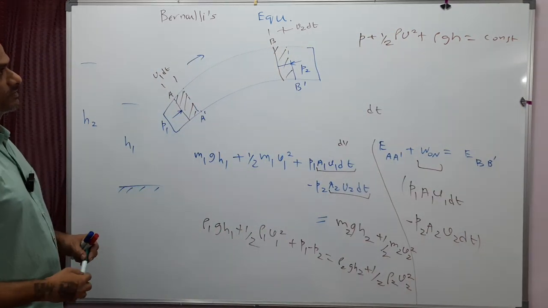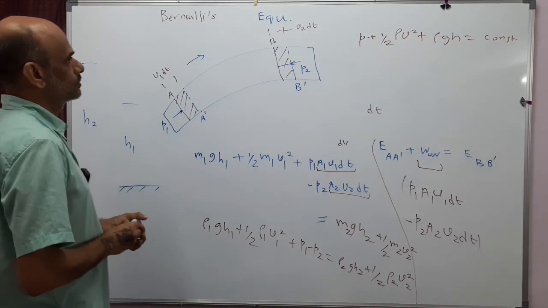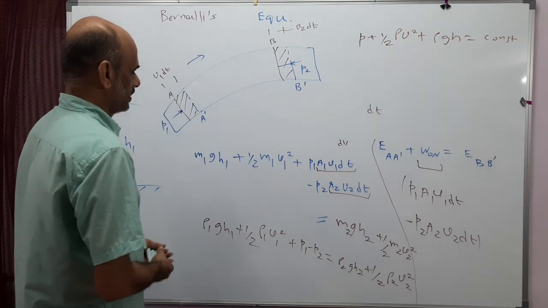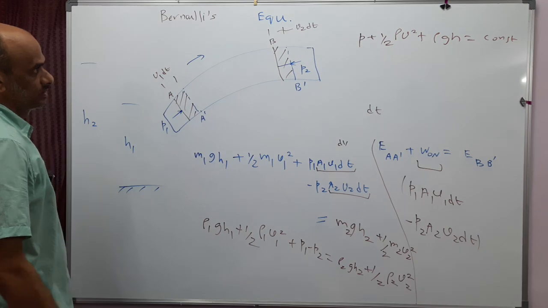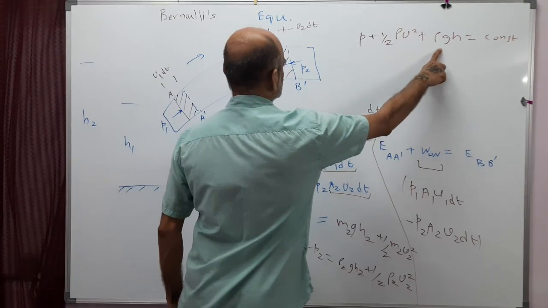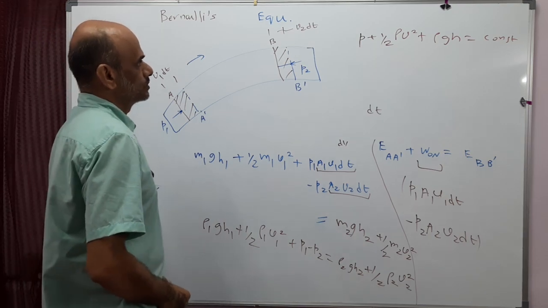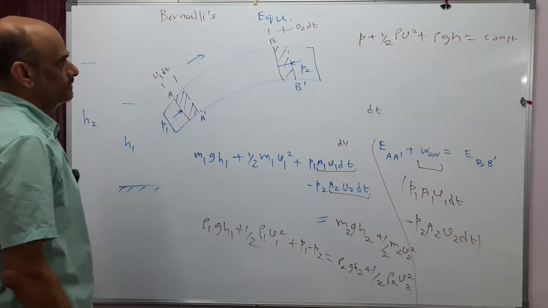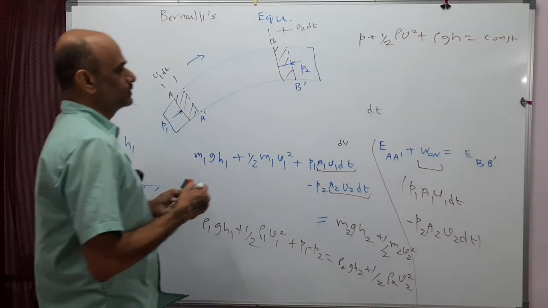P1 plus half rho 1 v1 square plus rho 1 gh1 equal to P2 plus half rho 2 v2 square plus rho 2 gh2. So that means this quantity at 1 and 2 is the same. So this is basically energy. This is the potential energy mgh. For unit volume it will be rho gh because mass by volume is rho. This is half mv square, but for unit volume it is half rho v square. And this is pressure energy for unit volume, because work done due to pressure is P into dV.